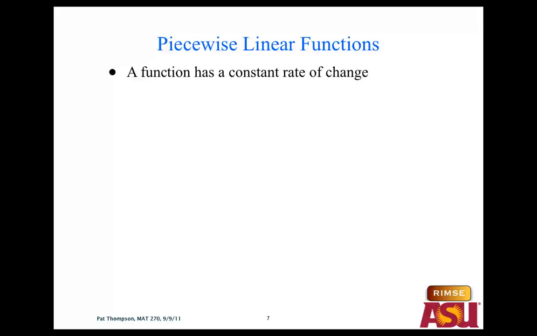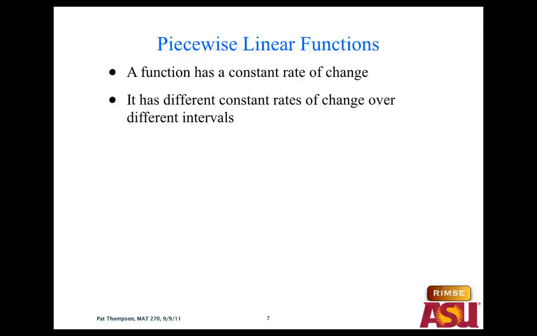A piecewise linear function means a function has a constant rate of change, but it has different constant rates of change over different intervals. So over a certain interval you have a constant rate, and then you have a new interval with a new constant rate. So this begins our transition towards changing rate. But we're still talking about constant rate of change.